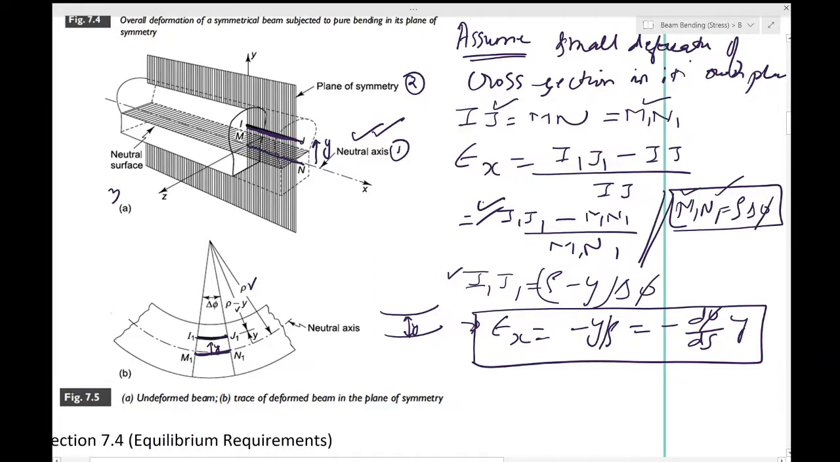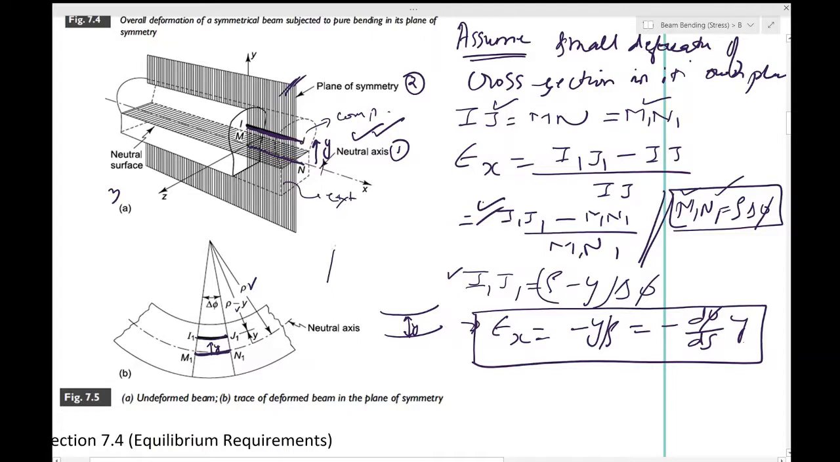So this will give us the distribution of longitudinal strain. Longitudinal meaning normal strain in the plane of symmetry. So all this is valid only in this plane of symmetry. I and J lie in this plane, as is clearly shown. And then there is a minus sign, which indicates that if you are above the neutral axis, with positive y, then epsilon x will be negative, meaning this part will be under compression and this part will be under extension.